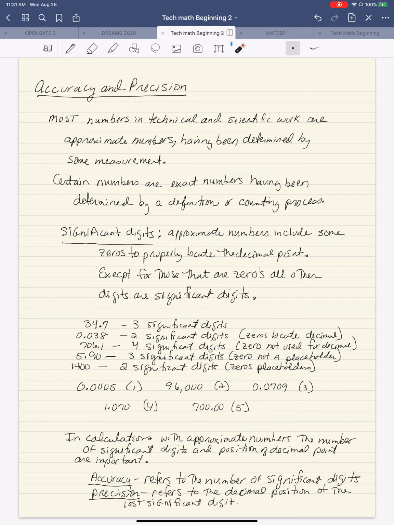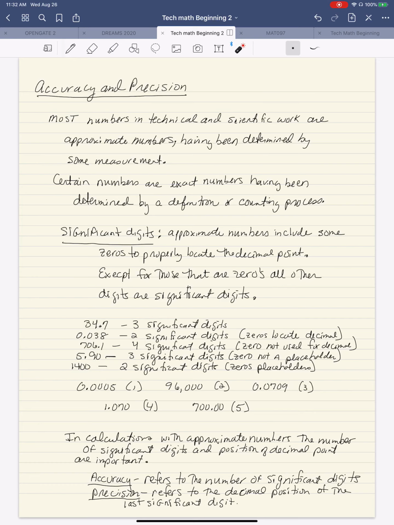So 34.7, that's 1, 2, 3, three significant digits. 0.038, because the zeros are used to locate the decimal, it only has two significant digits. 706.1, this has four significant digits. The zero is not used for the decimal point, it's actually part of the number. 5.90, again, this is three significant digits because the zero is holding a place.